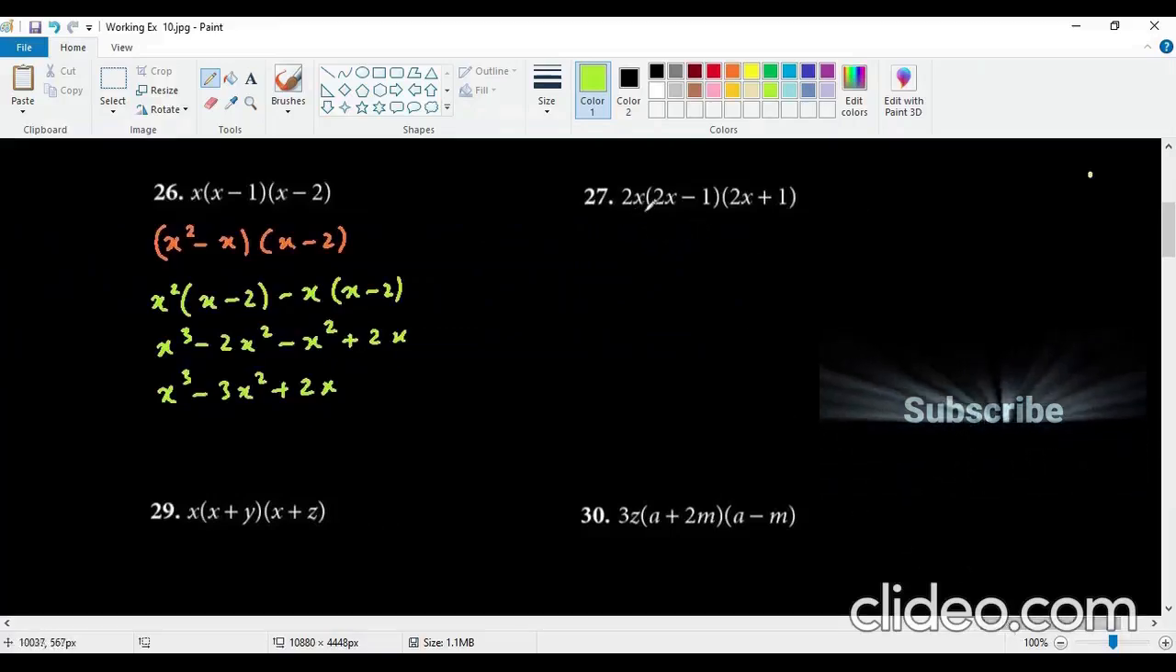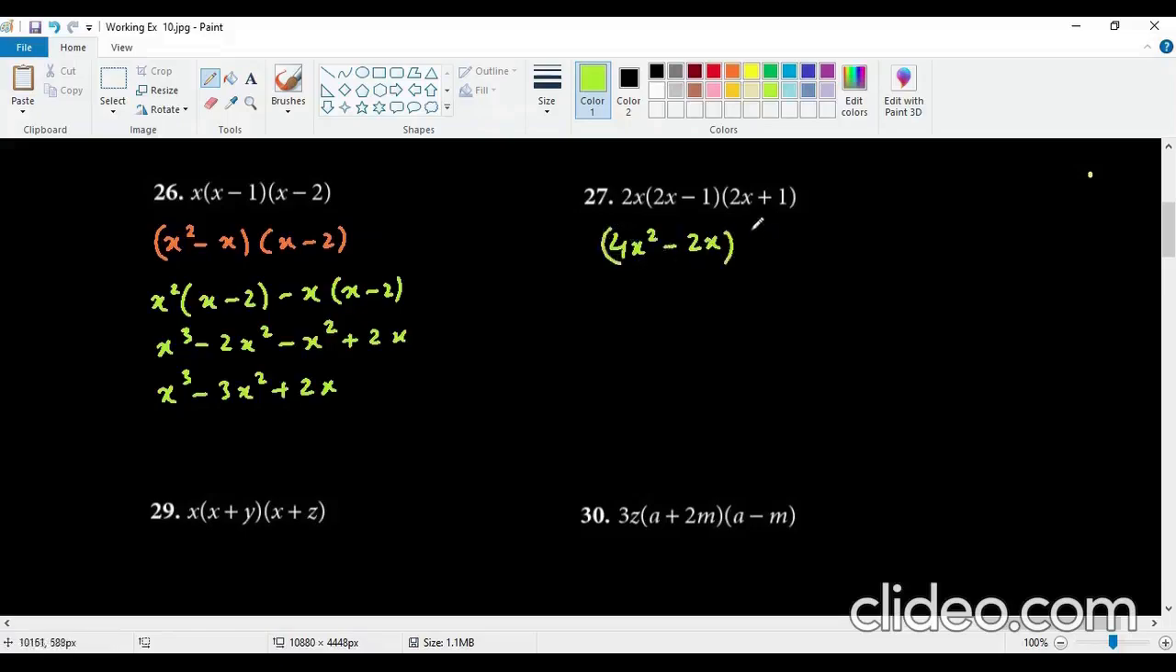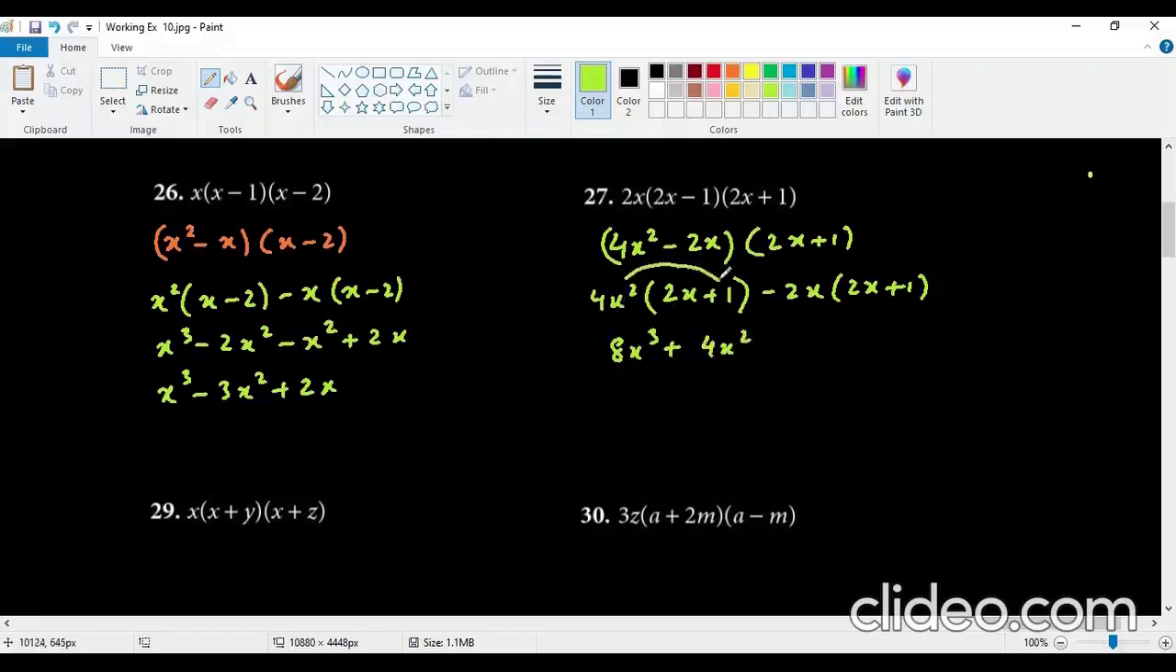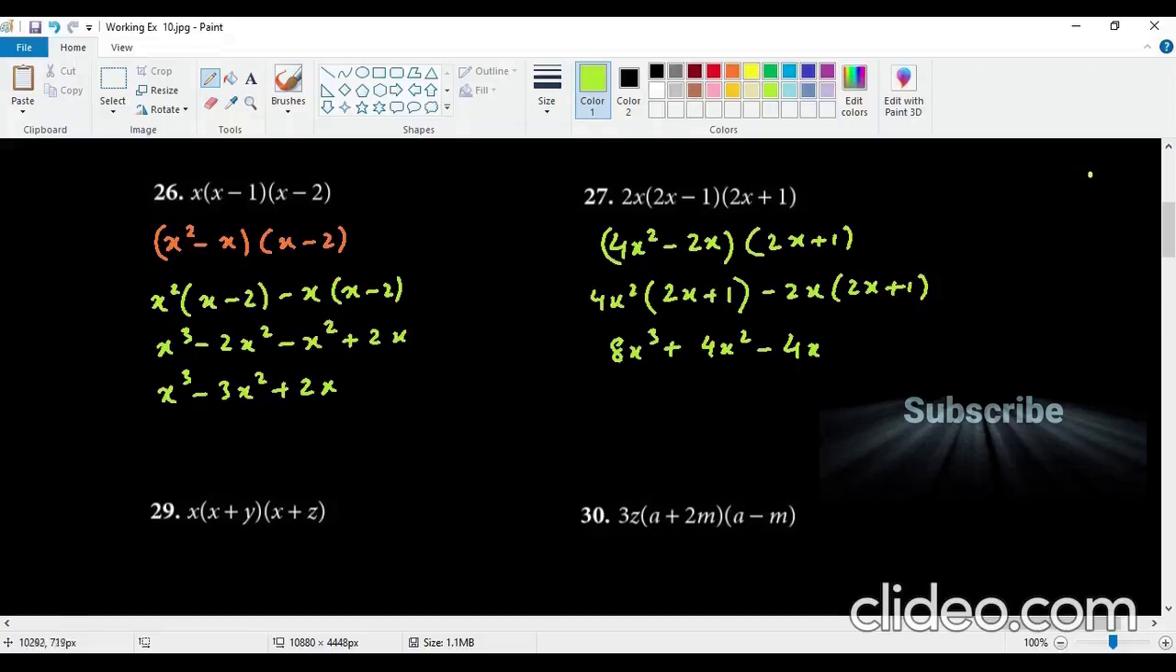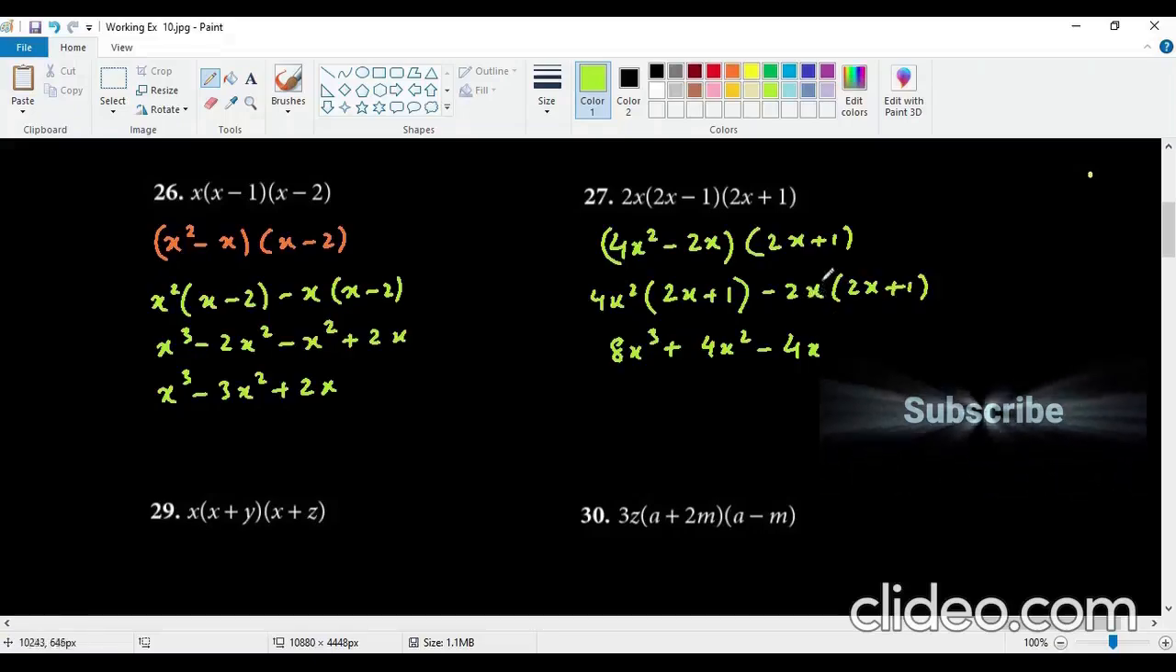When it comes to 27, same procedure we'll follow. 2x times 2x is going to give me a 4x square, minus 2x is multiplied by 2x plus 1. So I'll write 4x square first, and then I multiply with 2x plus 1, first bracket, and then minus 2x, which is over here, I will write and multiply by 2x plus 1. So this is going to give me an 8x cube plus 4x square, because 4x square is multiplied by plus 1 like this. And this is going to give me minus 4x square, and minus plus is a minus 2x is going to be the answer for this multiplication.